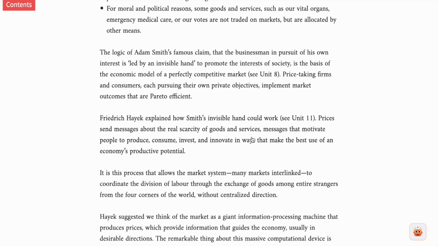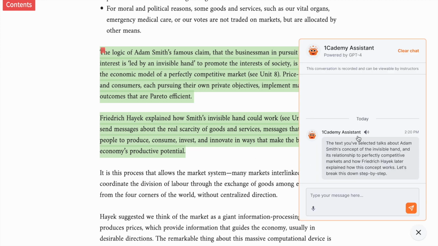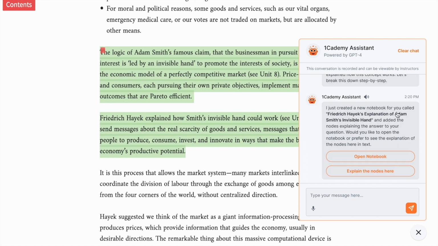Here the user is reading their textbook. They highlight some text and click the assistant icon. The assistant discusses the content of the highlighted text and offers to explain the text stepwise. The assistant provides a notebook with a stepwise explanation of the content that has been highlighted.